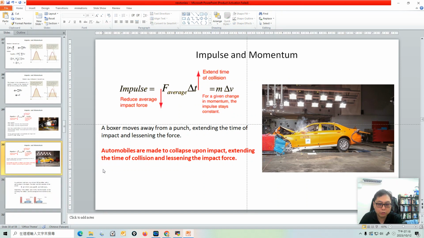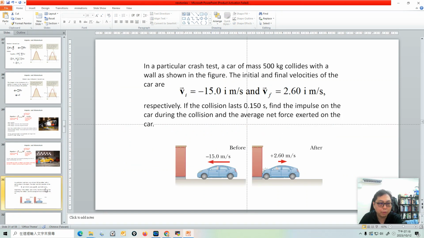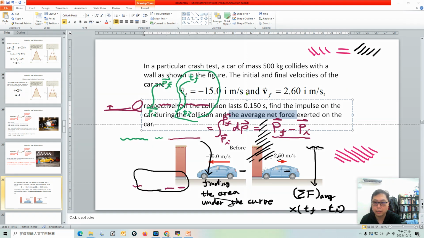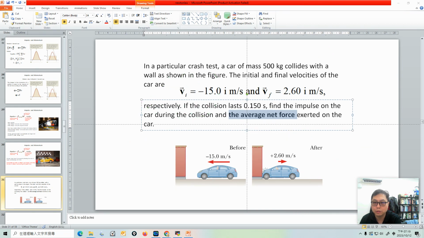Finally, for this video, we do a very simple example. A car is going at minus 15.0 meters per second, and after it hits the wall, its velocity becomes 2.6 meters per second to the right. What's the average net force exerted on the car? Just like I said, the impulse equals the momentum change.